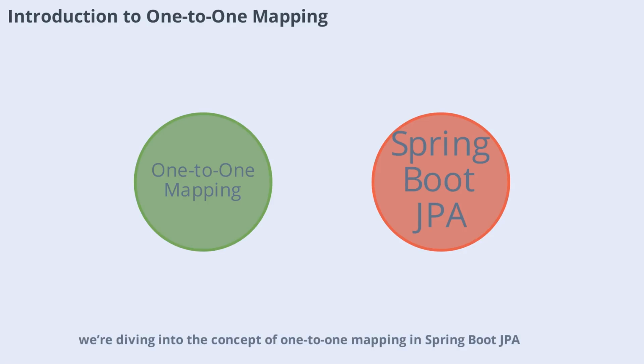Welcome. Today, we're diving into the concept of one-to-one mapping in Spring Boot JPA. This is a foundational relationship type in database design, where each record in one table is directly linked to exactly one record in another table. Think of it as a perfect pairing, like a user and their unique profile. Understanding this mapping is crucial for building efficient, well-structured applications.